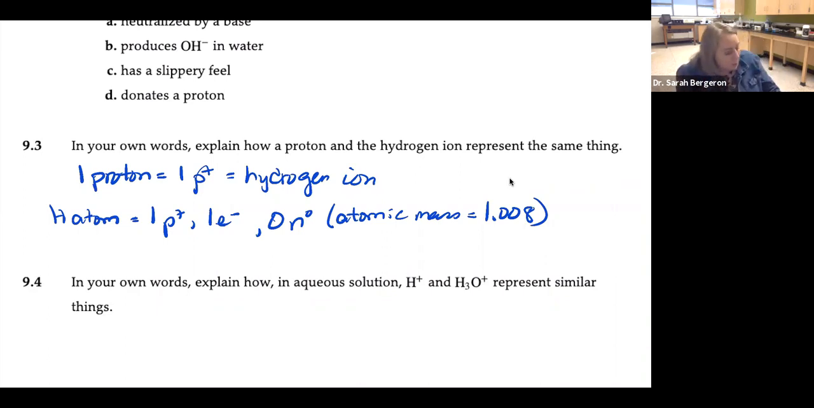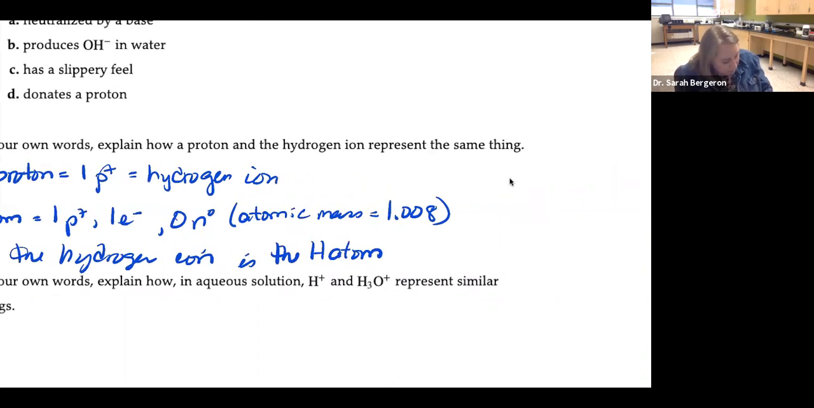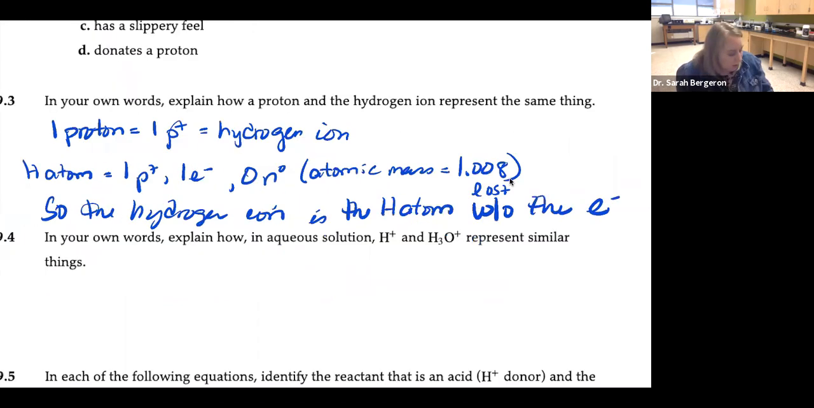Okay, so the hydrogen ion is the hydrogen atom without the electron, right? It's lost the electron, okay?